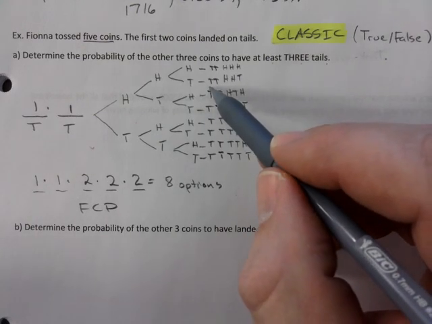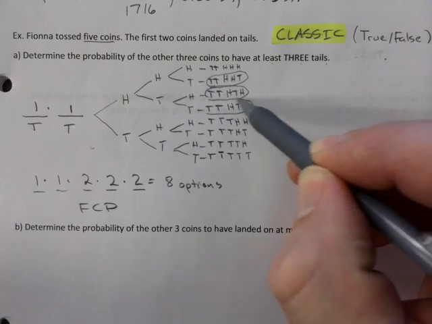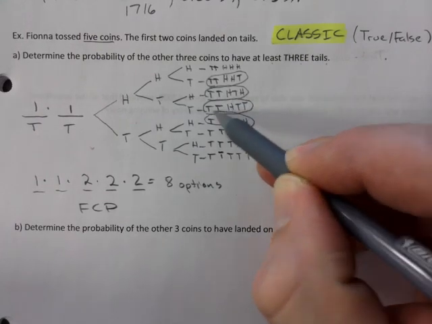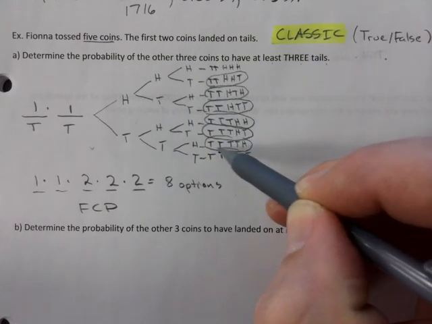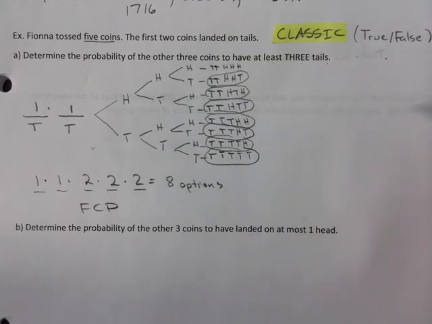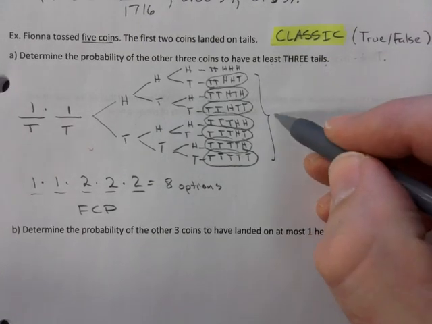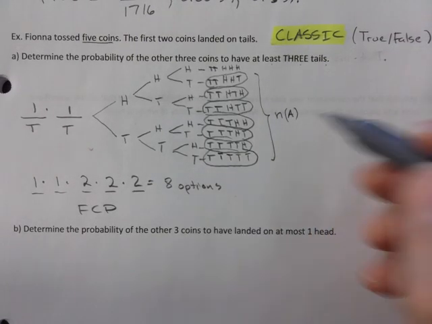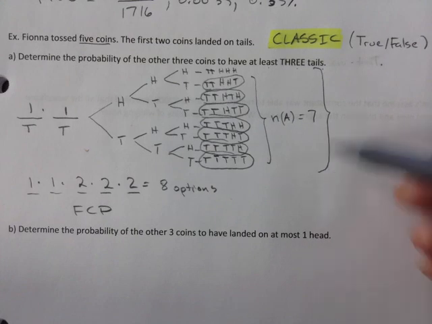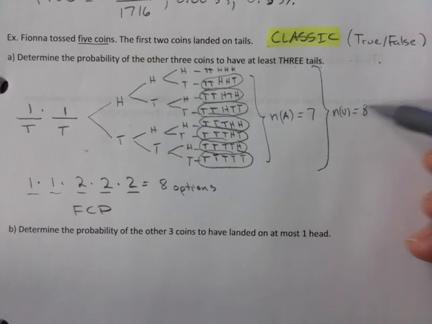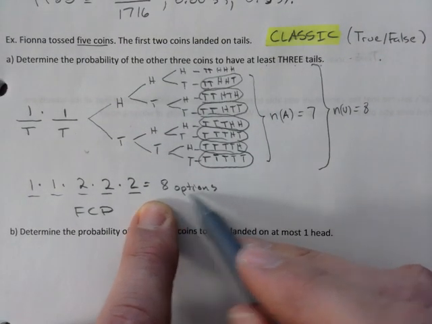So let's circle them. Does it have 3? This has 3. This has 4, but it's good. We're still counting that. This has 3. This has 4, but we're counting it. This one has 4, but we're counting it. And then this one has all tails, right? So this would be our NA, just 7 outcomes, and everything else is our NU, which is 8 possible outcomes. This is also our NU down here. We already determined that.